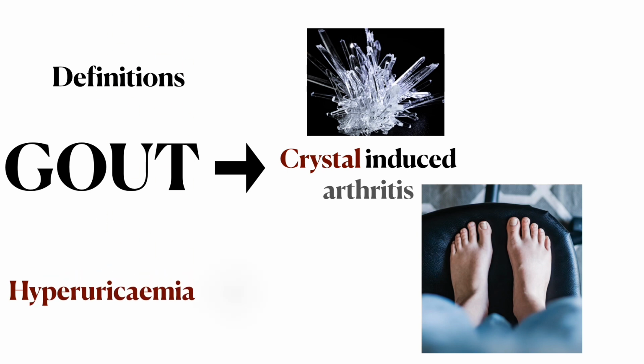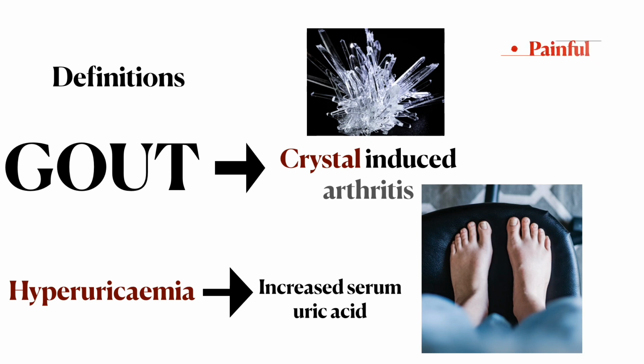So what happens is you have hyperuricemia, meaning increased serum uric acid. This then forms crystals that are deposited in the joint, which causes all the trouble. It makes the joint painful, it makes the joint swollen, it makes the joint red and tender and hot to touch. So this is what the excess uric acid in the serum does to our body, to our joints.